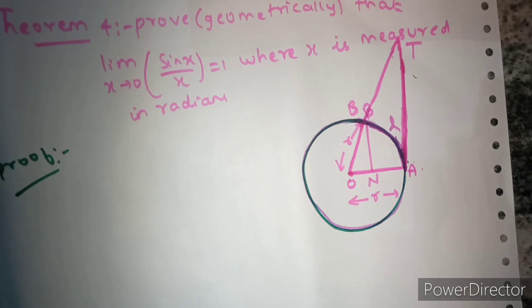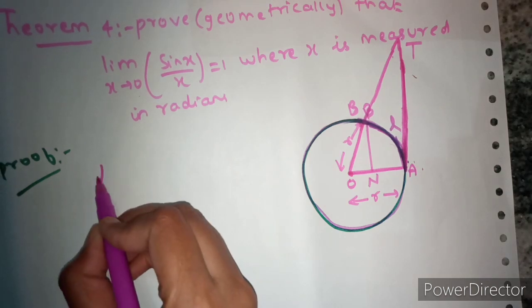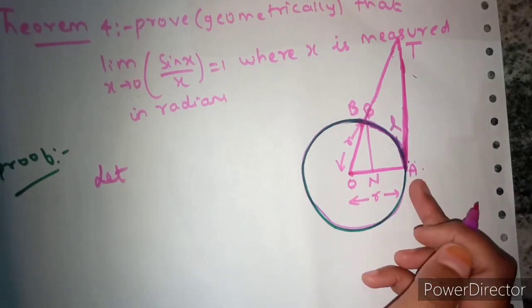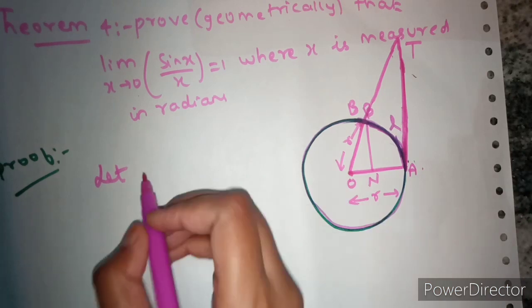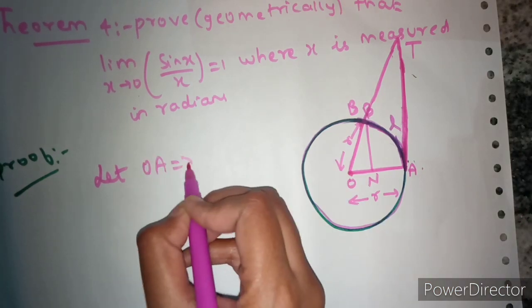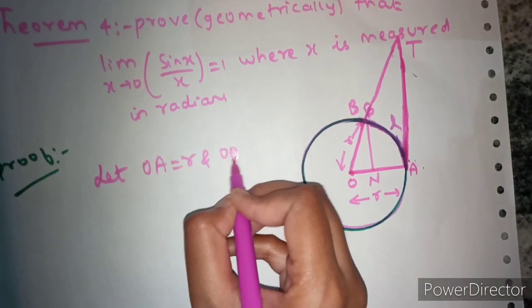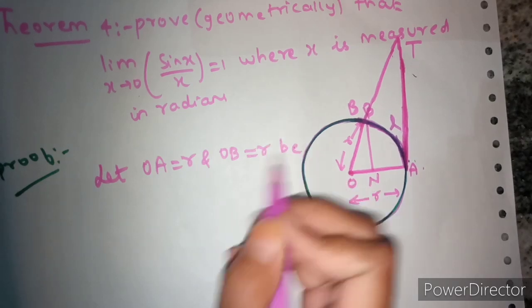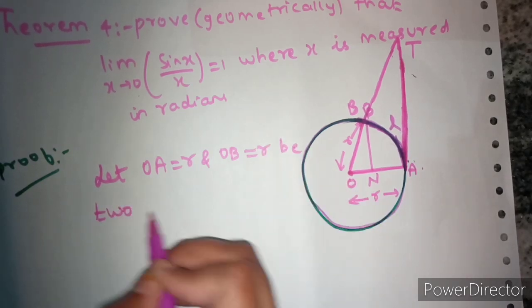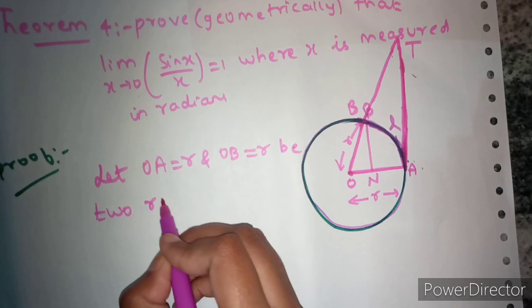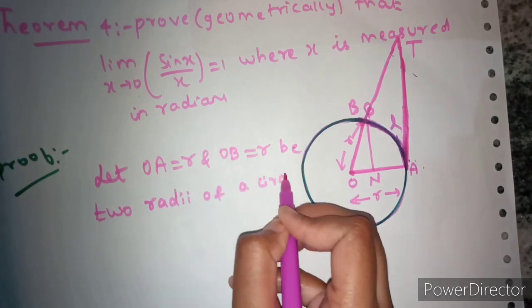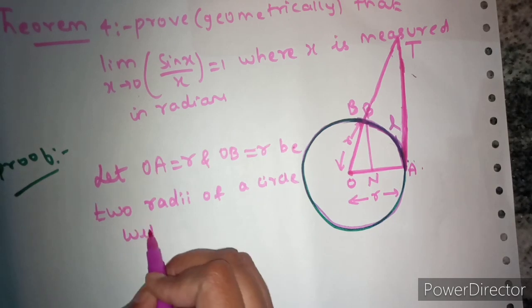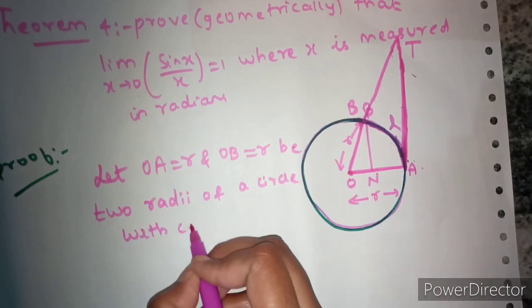Now we will write the information. We have taken OA as r and OB as r. These are two radii of the circle. So let OA equal r and OB equal r, two radii of a circle with center O.